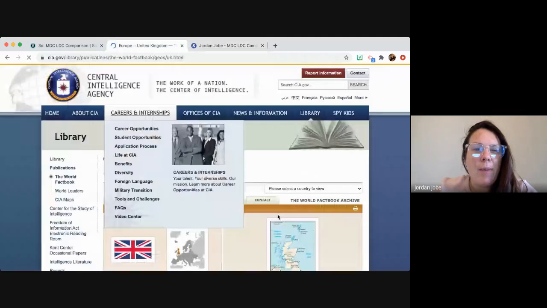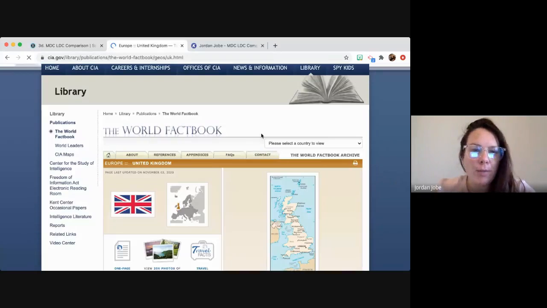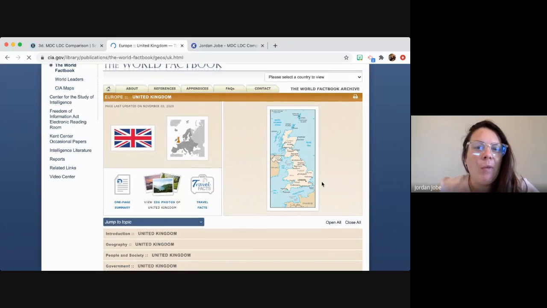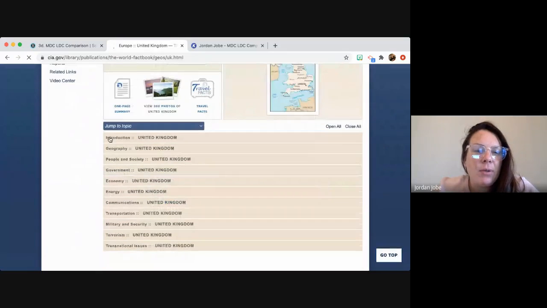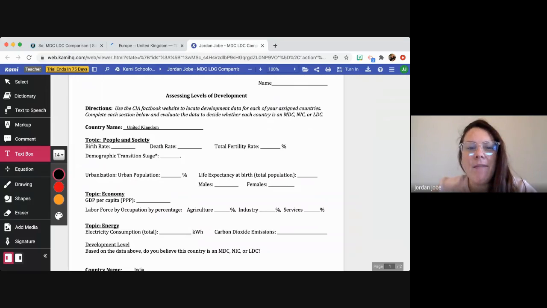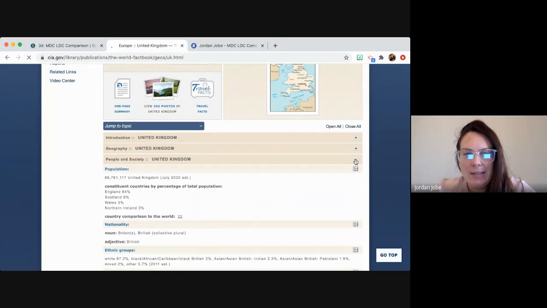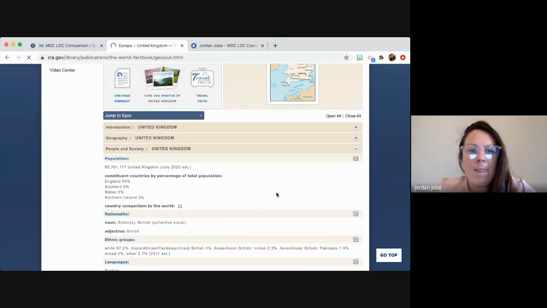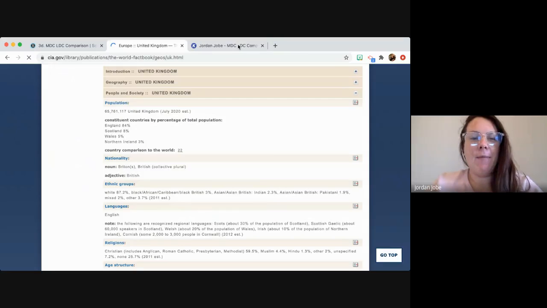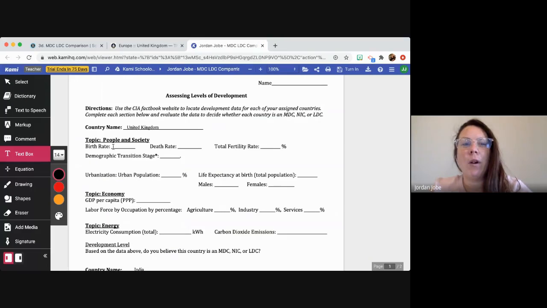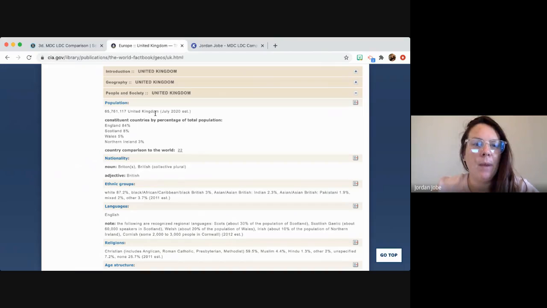It'll take you to a page with a ton of information all about the United Kingdom. We are going to sift through these topics to find the information that we need. The first topic that we see is people and society. I would take the people and society tab and expand that. Within this tab, the first thing that I am looking for is the birth rate and the death rate in the United Kingdom.